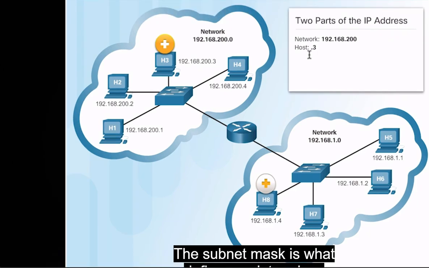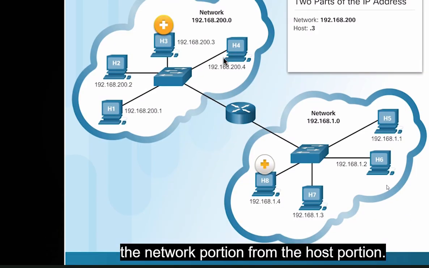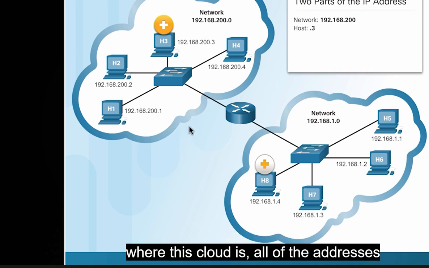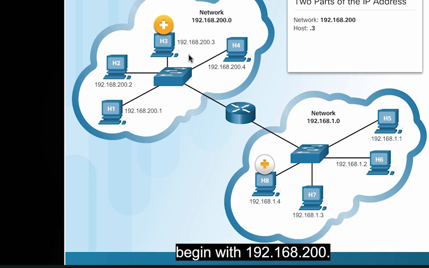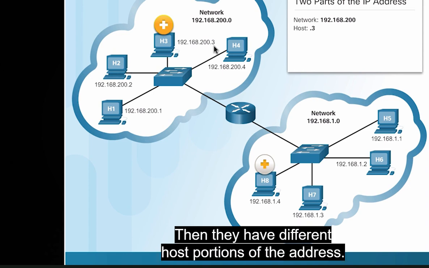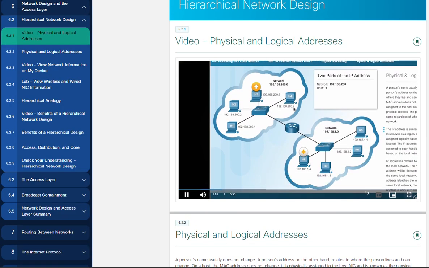The subnet mask is what defines or determines the network portion from the host portion. So as you can see, actually, in this network here, where this cloud is, all of the addresses begin with 192.168.200. And then they have different host portions of the address. .3 for H3, .4 for H4, etc.